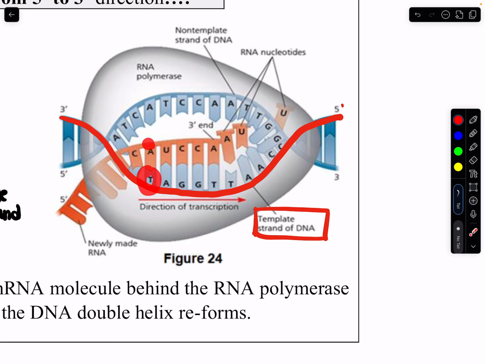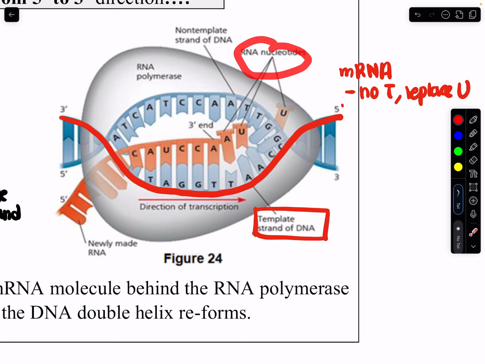Contohnya T pairing dengan A, A pairing dengan U. Tolong ingat untuk mRNA, there is no T, no thymine, replace with uracil. So, semua thymine akan diganti oleh uracil. That's why A tidak ada T sini, kita akan ganti dengan uracil. Okay, so this is RNA nucleotide.